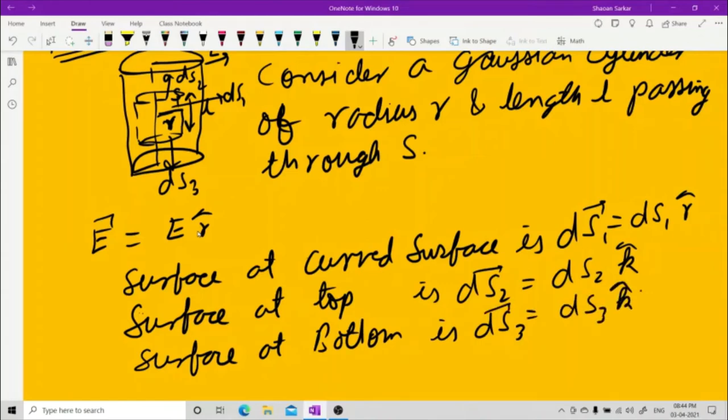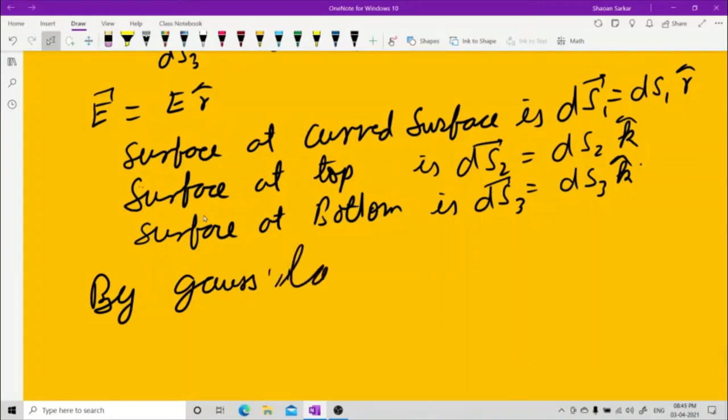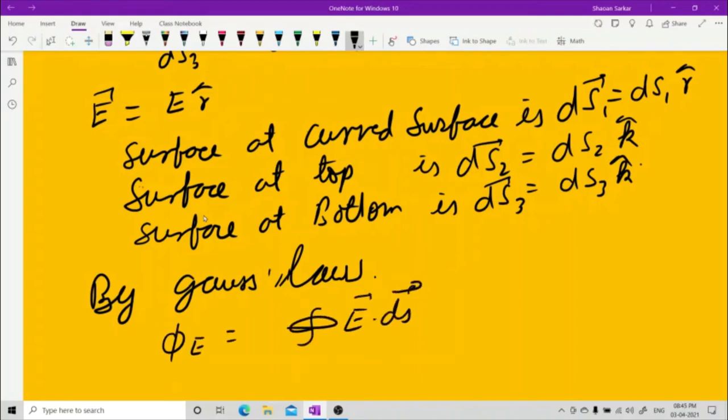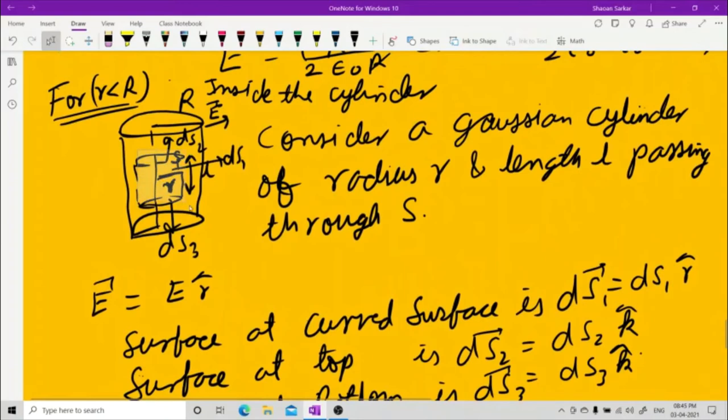Now see one thing here. By Gauss's law, the electric flux phi is equal to the closed surface integral of E dot dS, which is equal to Q enclosed upon epsilon naught. Now what is the enclosed charge? See, in this figure, I am only talking about this much portion, nothing else, not the whole surface now.